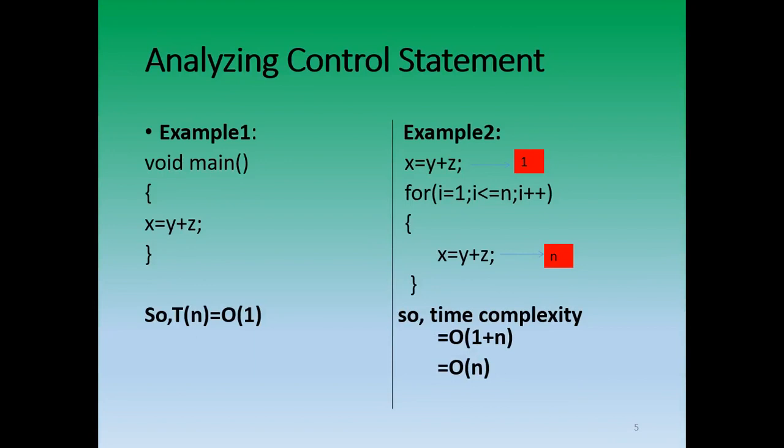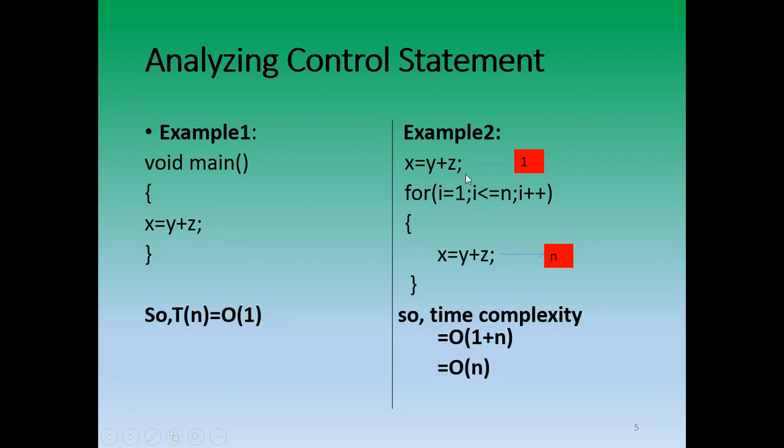Now we analyze different control statements, like for loop, while loop, nested for loop, and do while loop. Here we take the first example, in which the first statement x is equal to y plus z takes 1 millisecond. So the time complexity of the given code is big O of 1.